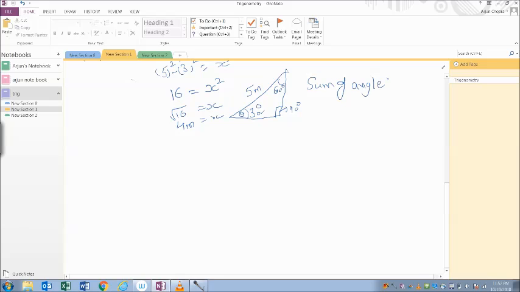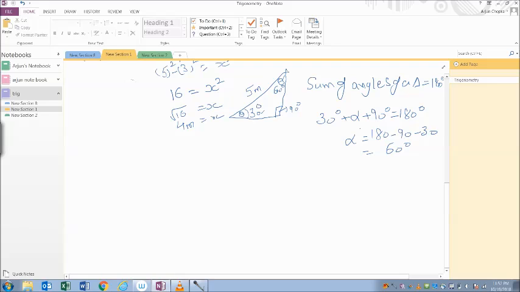The sum of angles of a triangle equals 180 degrees. So 30 degrees plus, let's say this angle, I'm going to name it alpha, 30 degrees plus alpha plus 90 degrees equals 180 degrees. So the alpha value will come out to be 180 minus 90 minus 30, which gives me 60 degrees. So that's how I can first of all find the angle.